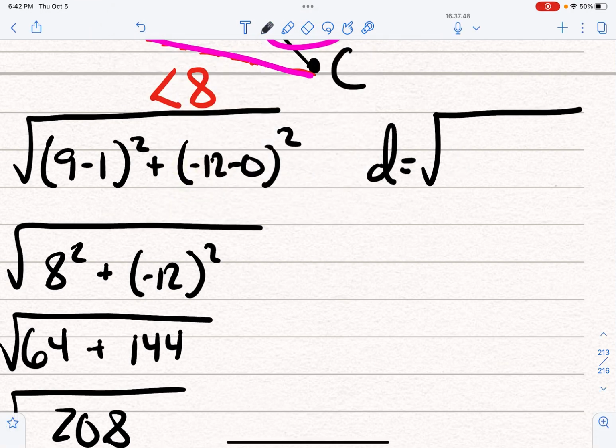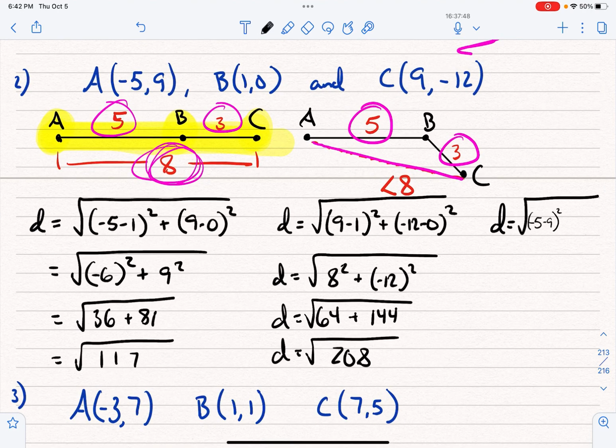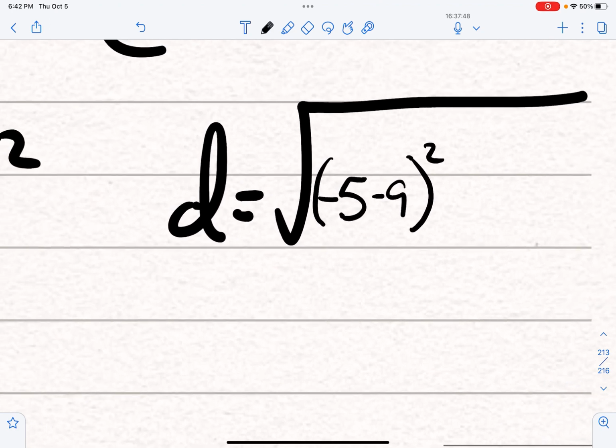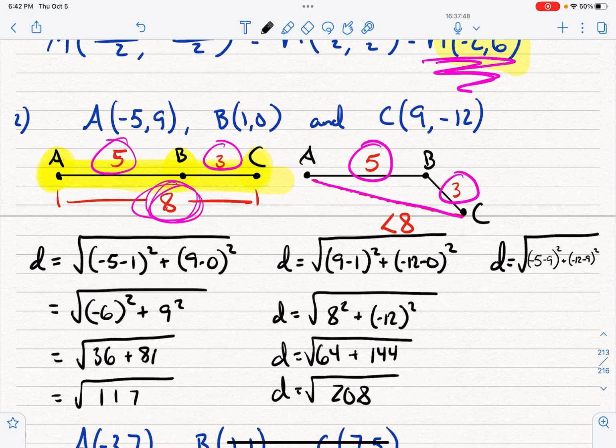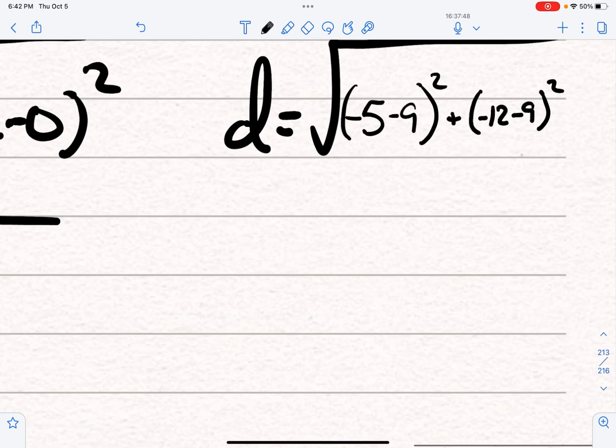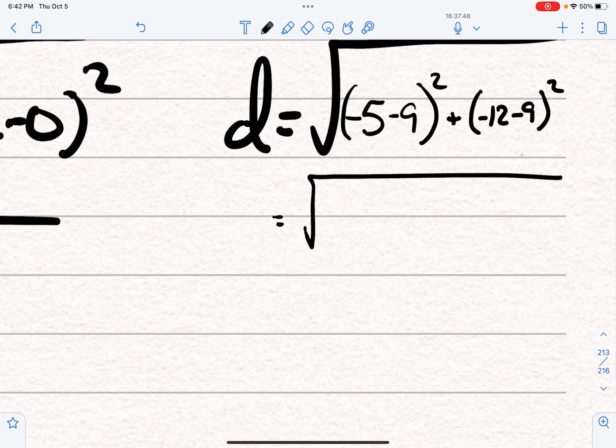All right. So we're going to say negative 5 minus 9 squared. And then what are the other two numbers? 9 minus a negative 12. So plus negative 12 minus 9 squared. I'm going to double check those numbers. 9 and negative 12. Yeah, okay. So what does that equal? Well, negative 5 minus 9 more puts me at negative 14. And I've got to square that. Plus negative 12 minus 9 is negative 21. And I have to square that.